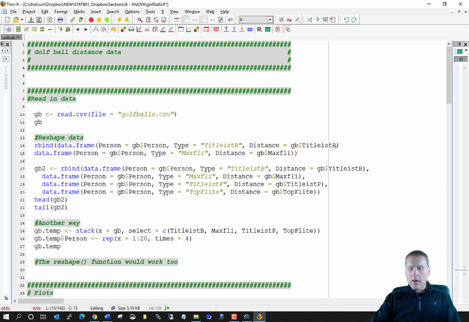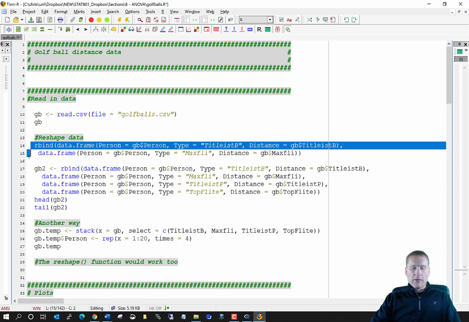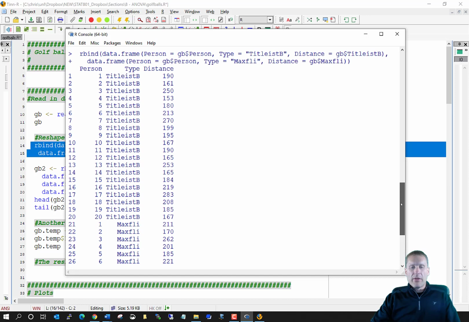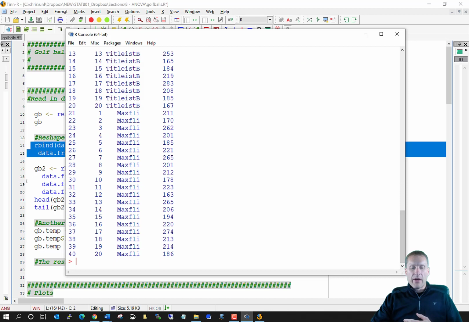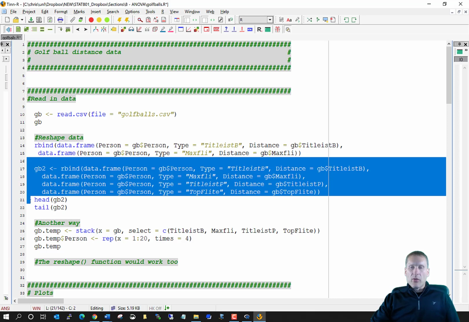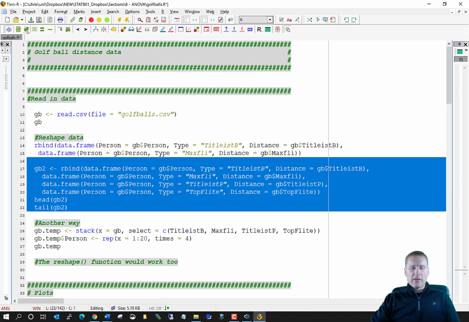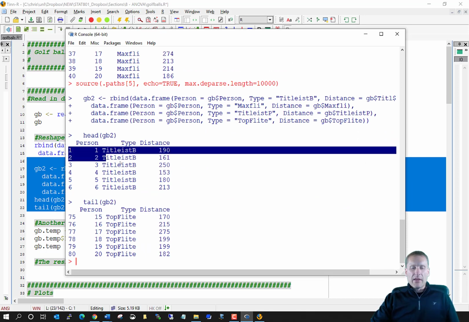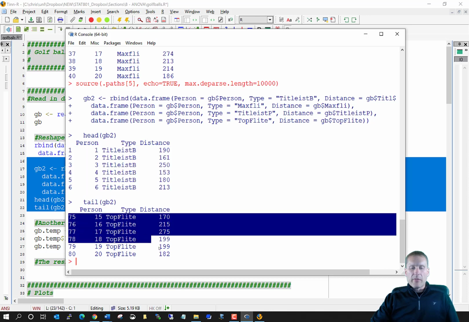Rbind stands for combined by row. And so when I do that, notice how everything is now as I had wanted. All the Titleist B values and then all the Max Fly values. When I use the rbind function, notice I put a comma between specifying the two data frames. So now I'm going to repeat the same process for the other two types of golf balls, and we'll look at the head and the tail of the resulting new GB2 data frame. And you can see that indeed I have my Titleist B's first, I have my Titleist P's last.